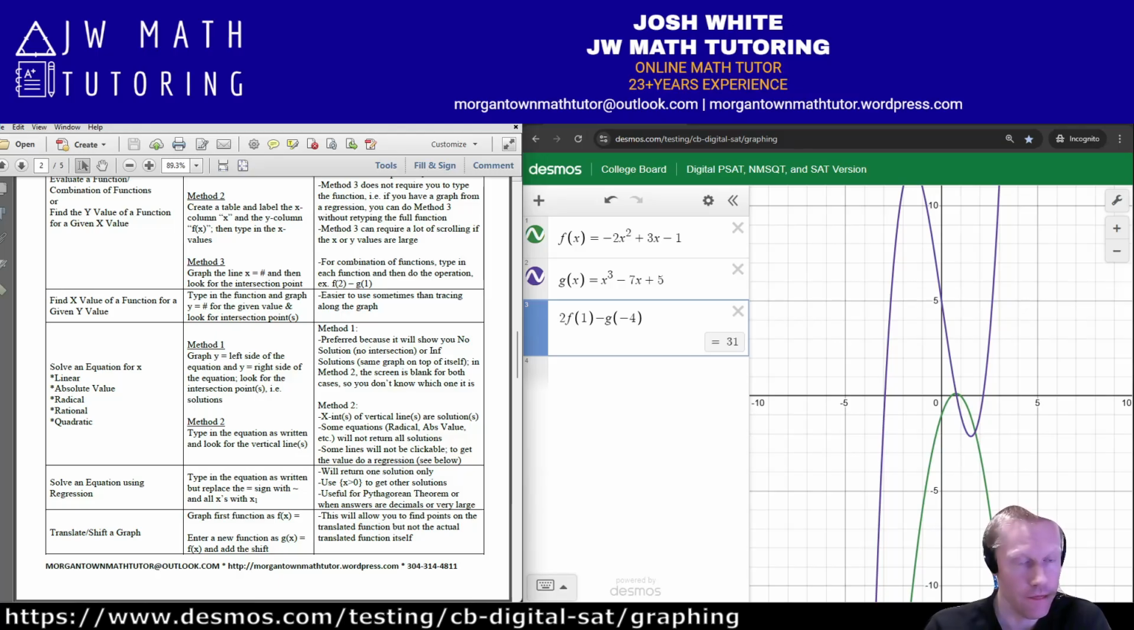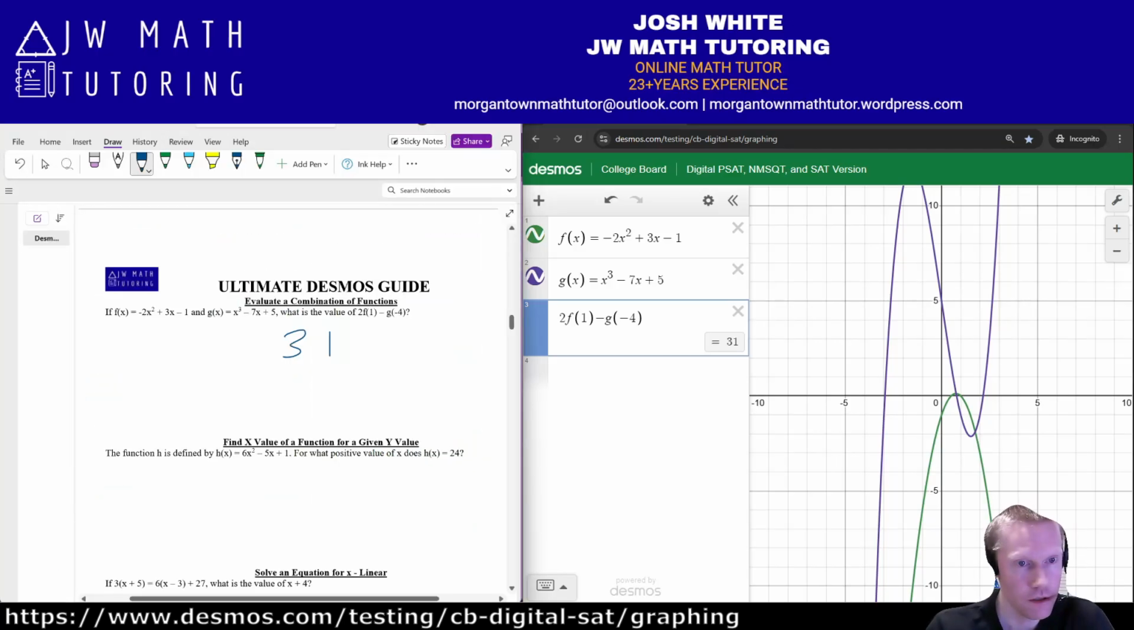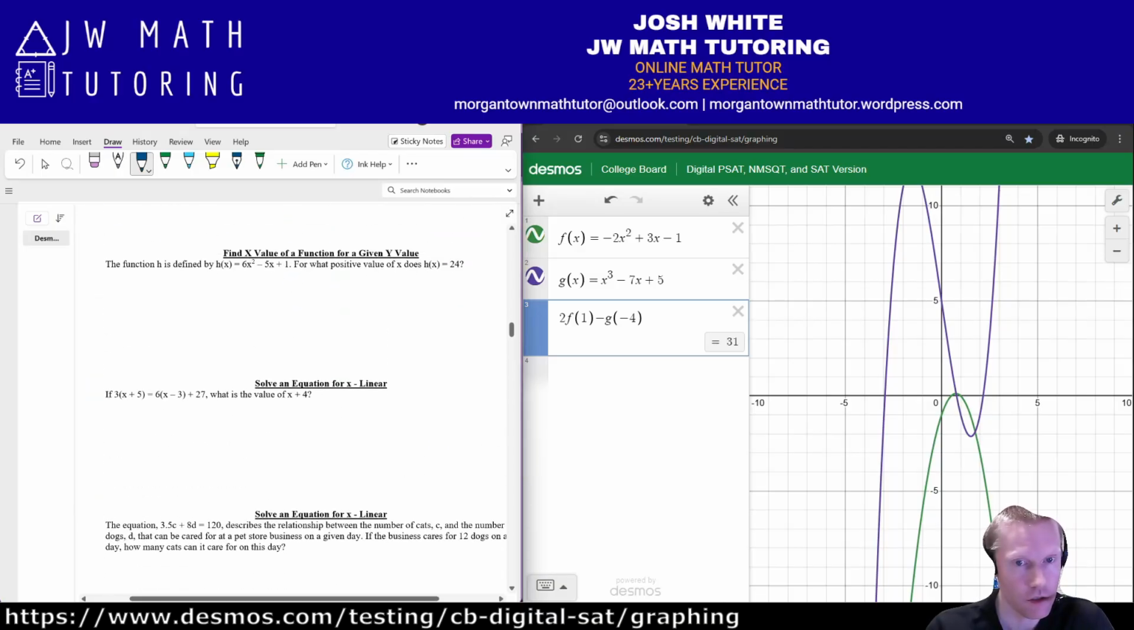For this type of situation, you're just going to graph y equals whatever the number is, and then you're going to look at the intersection point or points, and that's going to be your x value or values. And again, this is oftentimes much easier than tracing along the actual graph. So let's look at an example of a problem.